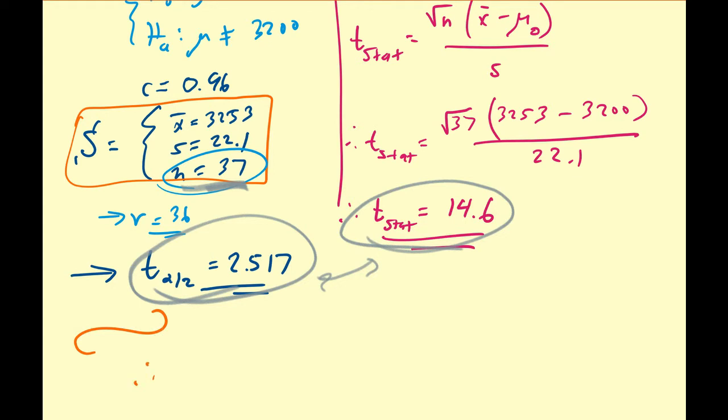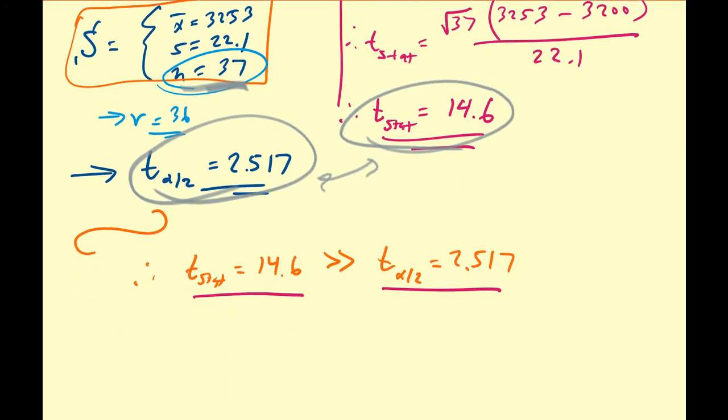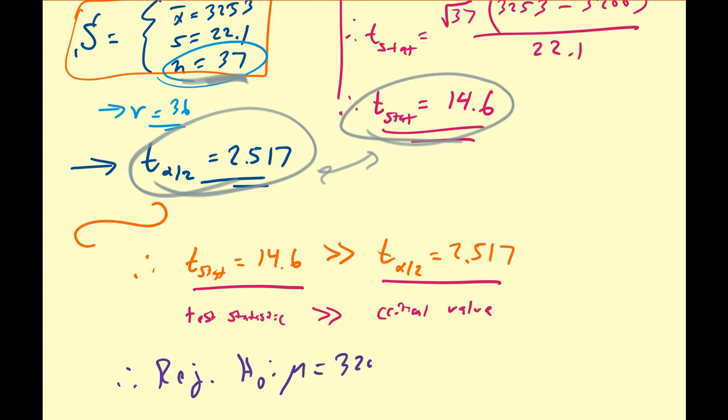So what do we have? We have our test statistic, t-stat, 14.6. This number is larger, you may even say significantly larger, than the critical value t alpha over 2. So our test statistic is significantly larger than our critical value. If that is the case, then what do we do? Then we're going to reject the null hypothesis that mu is equal to 3200.